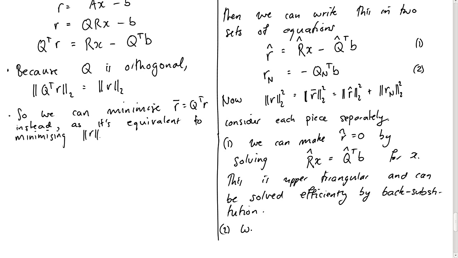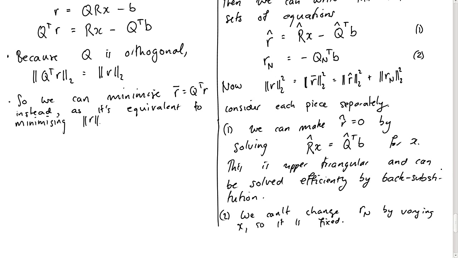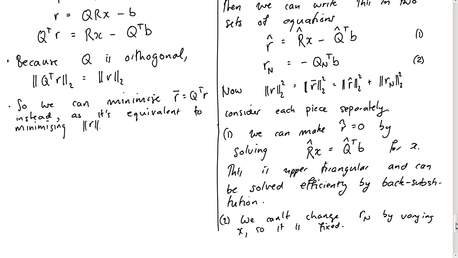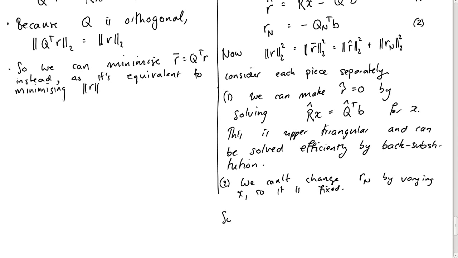Equation 2, we can't do anything about it. We can't do anything to change what that value is by varying x. We can't change rn by varying x, so it is fixed. So therefore, what we've done is we've actually solved the problem. Remember the problem was to minimize these two pieces by changing x. One of them doesn't depend on x, so all we had to minimize was the first one, and we can make the first piece 0. So basically we've solved the problem. Woohoo!